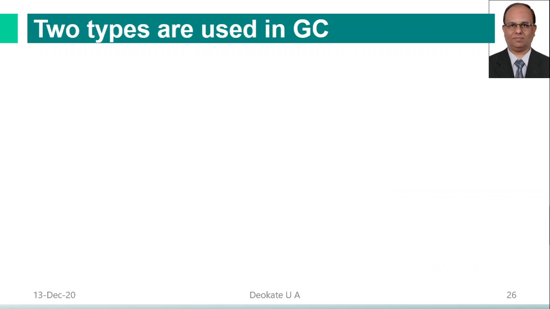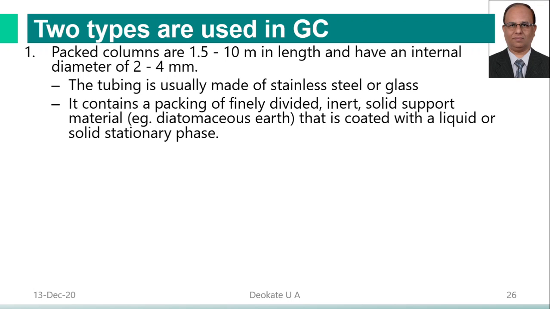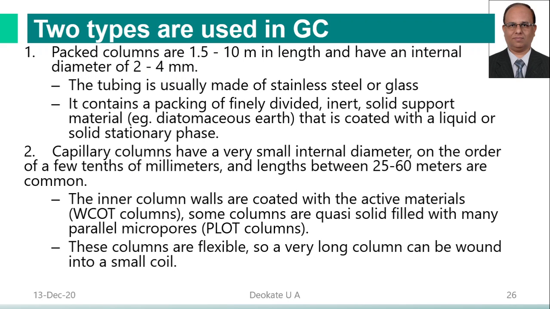So two types are used in gas chromatography. First, the packed column. They are generally 1.5 to 10 meters in length and have an internal diameter of 2 to 4 mm. This tubing is usually made of stainless steel or glass. It contains a packing of finely divided inert solid support material, that is diatomaceous earth material, coated with a liquid or solid stationary phase, depending upon partition chromatography or adsorption chromatography.